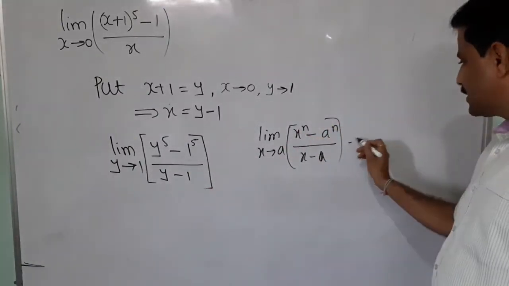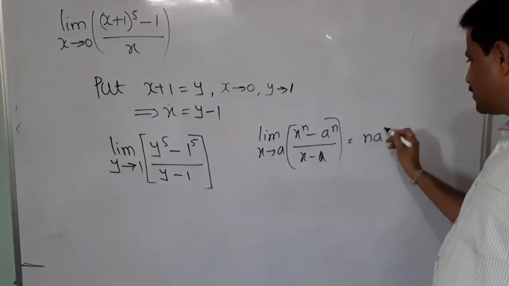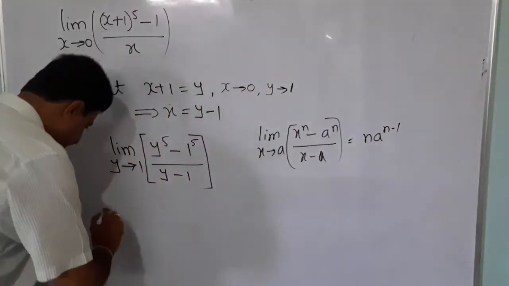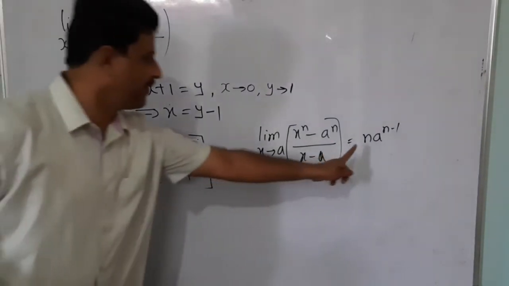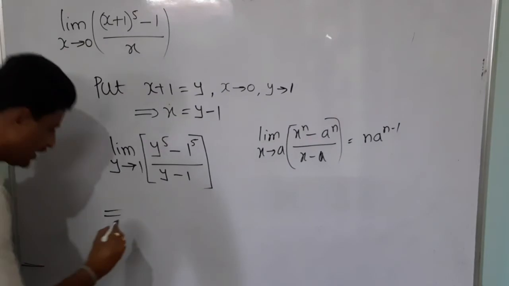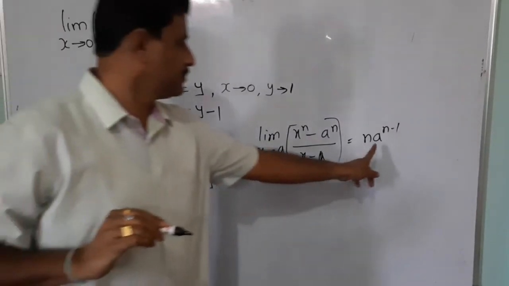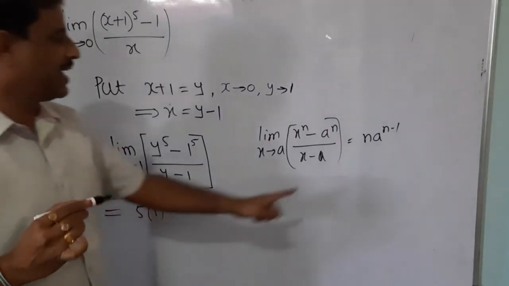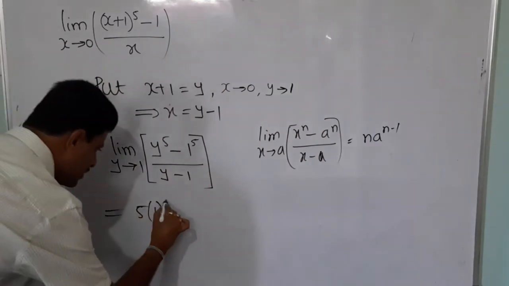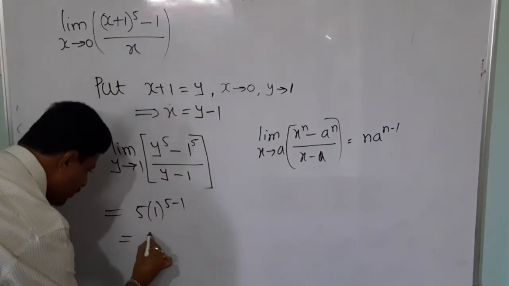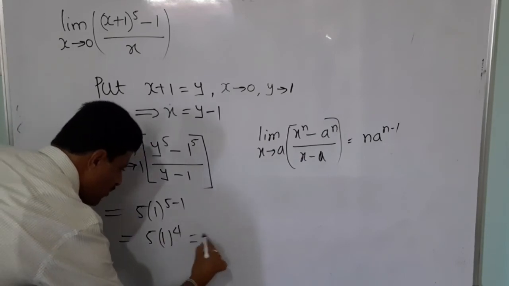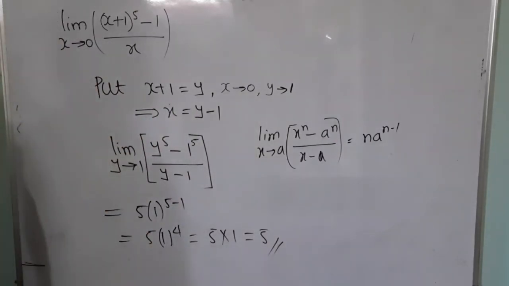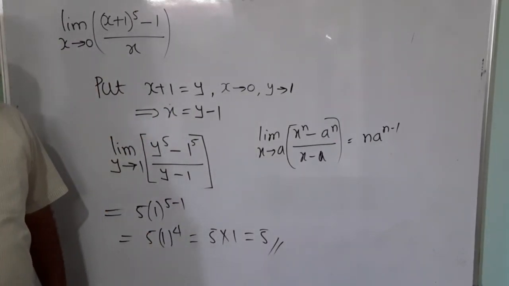So what is this formula? The result is n into a to the power of n minus 1. Here also you write that result. In the place of n is equal to what? 5. In the place of a is equal to what? 1. So 5 into 1 whole to the power of 4, 5 ones are 5. This is the result. Okay, now write down this.